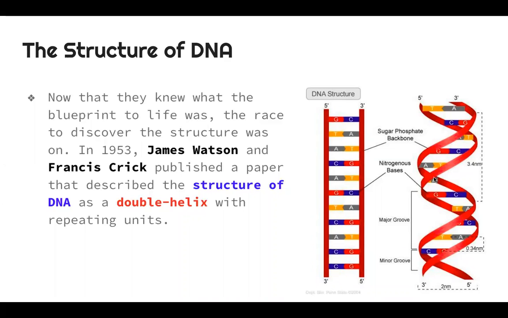The repeating units are those nitrogenous bases. There's only 4, and they repeat again and again and again. And the order of these is actually really important. It is the order that determines what type of living thing you are and how your physical features are expressed.